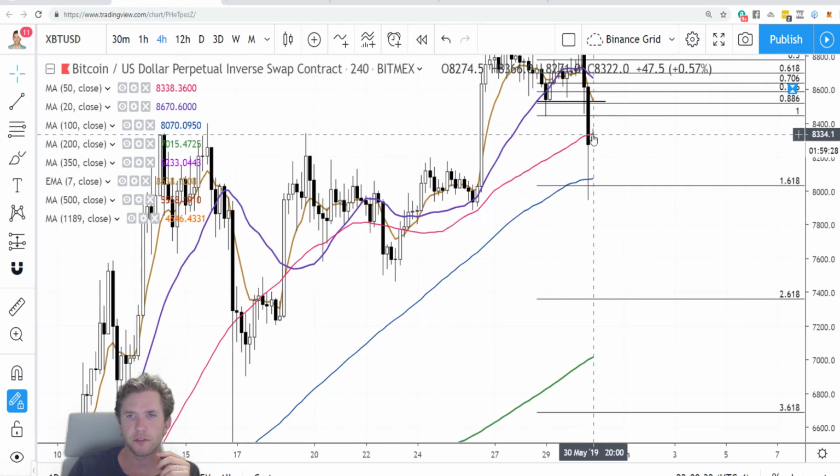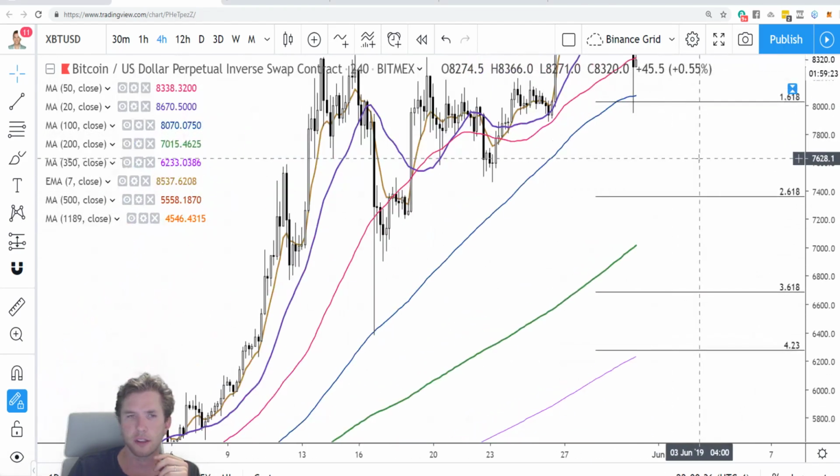This rejection on this 50 MA, I think we just kind of range in between here for now.